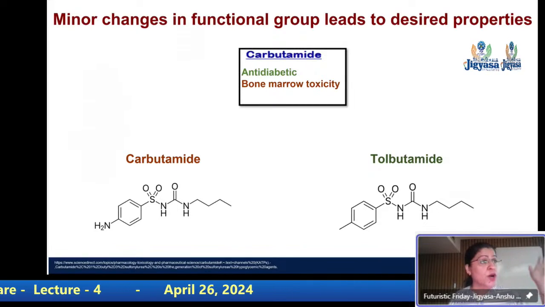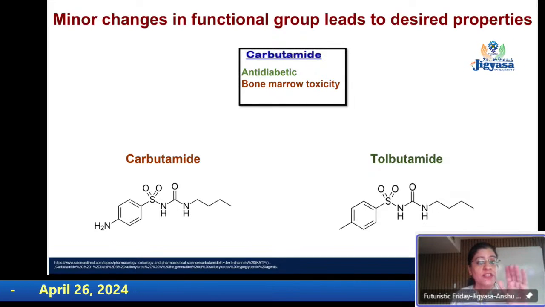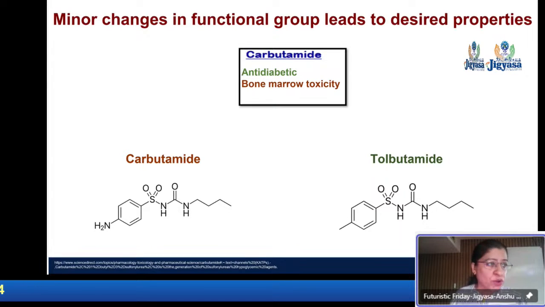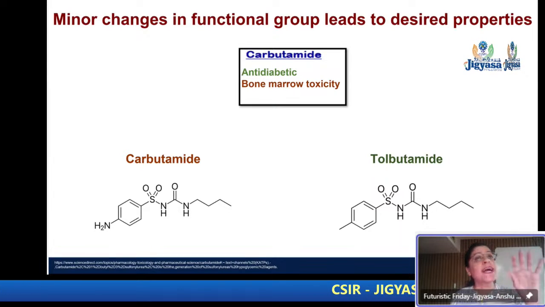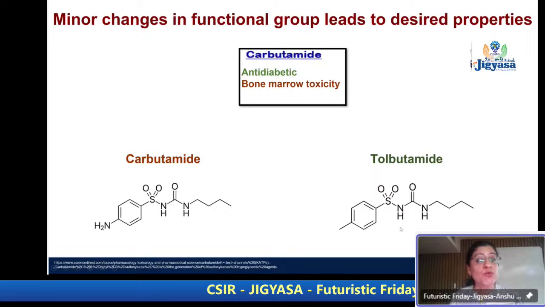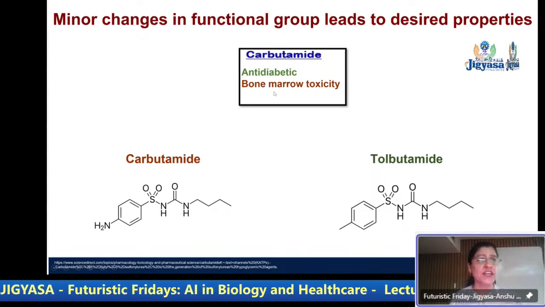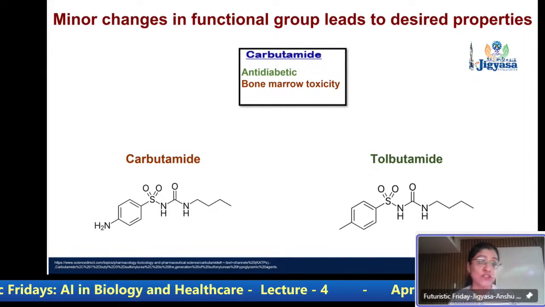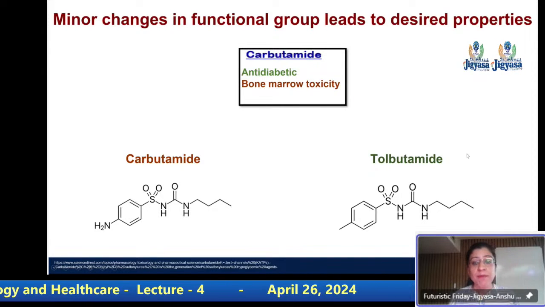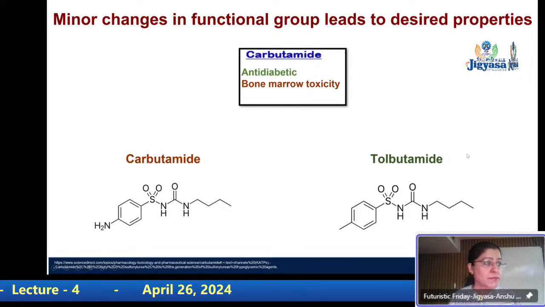And that is where we started to understand this. So carbutamide is an anti-diabetic drug. It actually is one of the first anti-diabetic drugs, but it has bone marrow toxicity. So over a period of time, a lot of people started developing other drugs because it was causing toxicity. So they came up with another drug which is called tolbutamide.